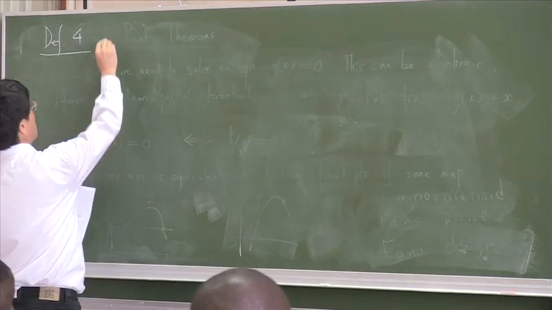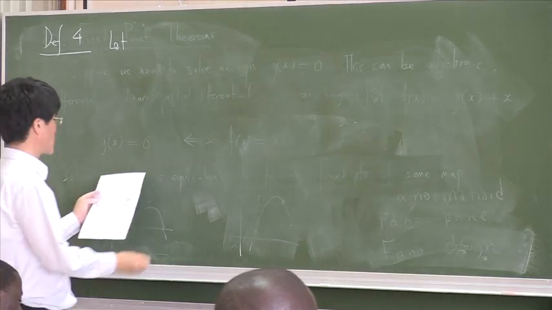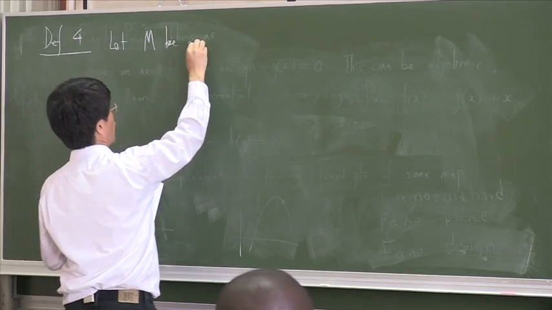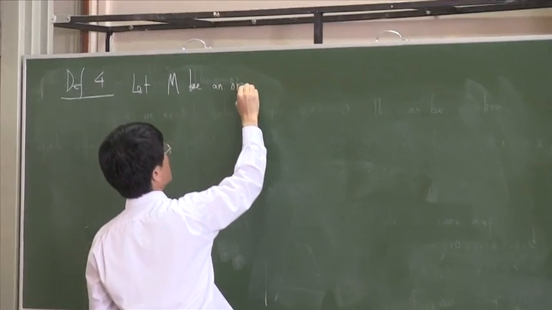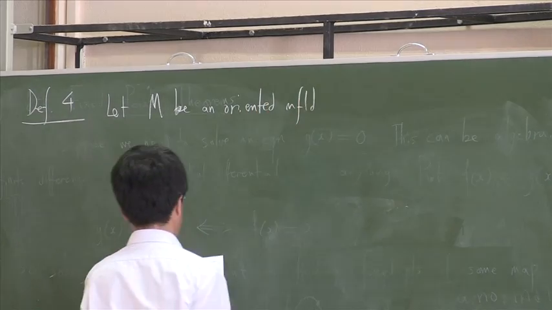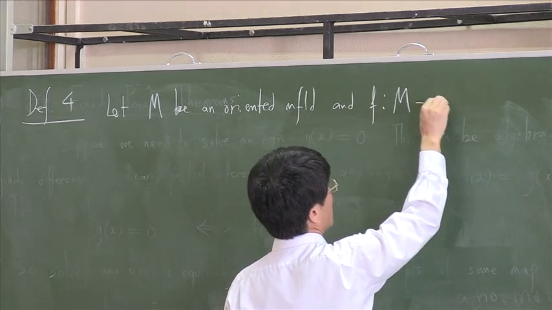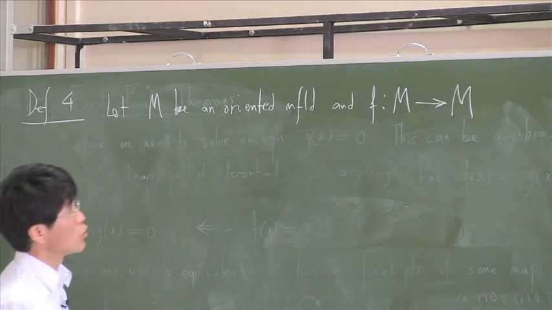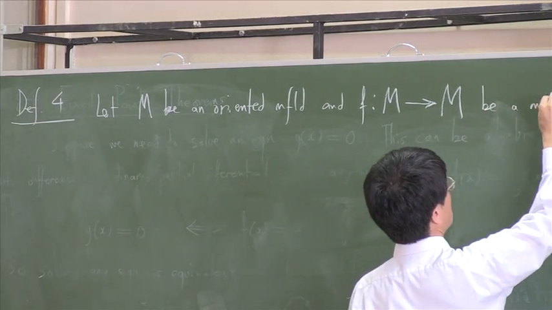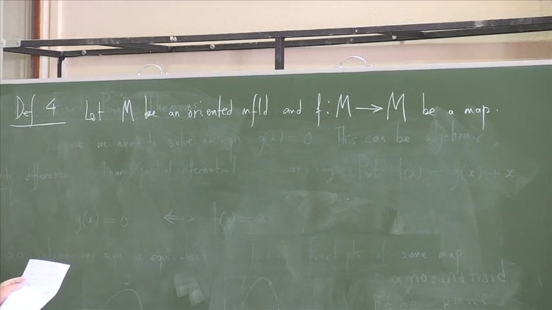Here is a definition then, the central object of the chapter that we're discussing. Let M be an oriented manifold of dimension, say, m, and consider a map from M to M. You understood how important this kind of theorem was? Be a self-map. And of course, we're assuming that this map is maybe differentiable, continuous, and so on.